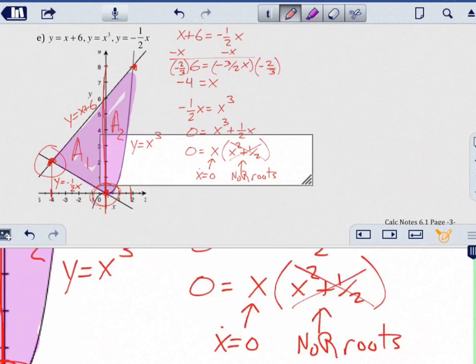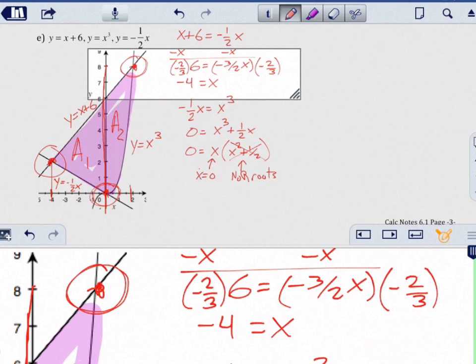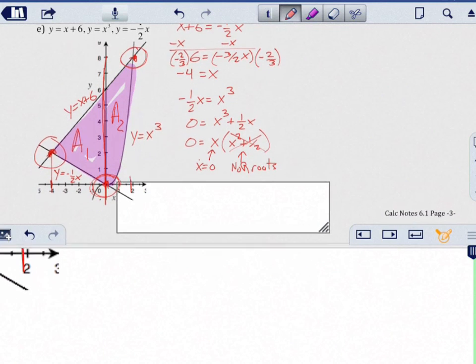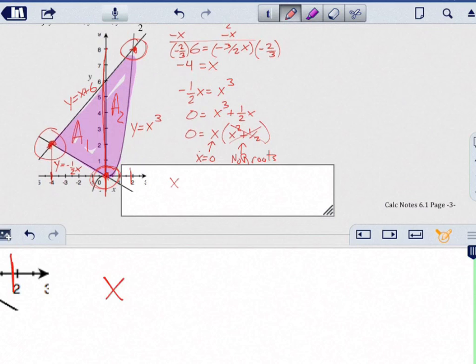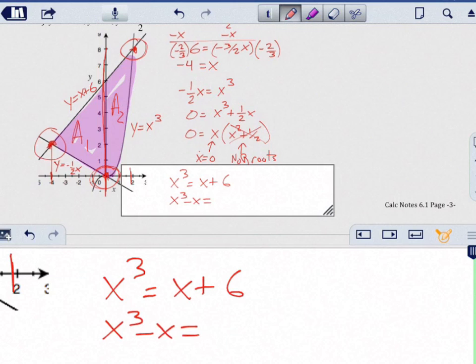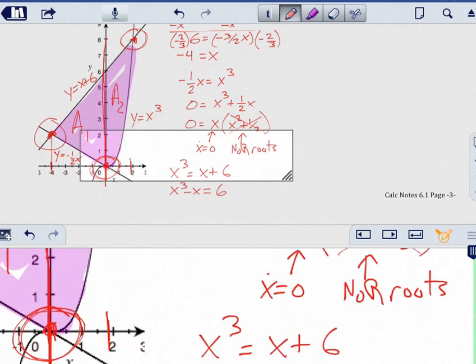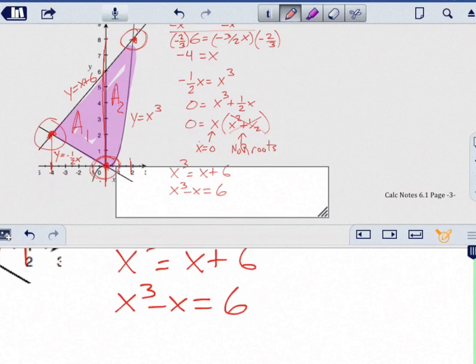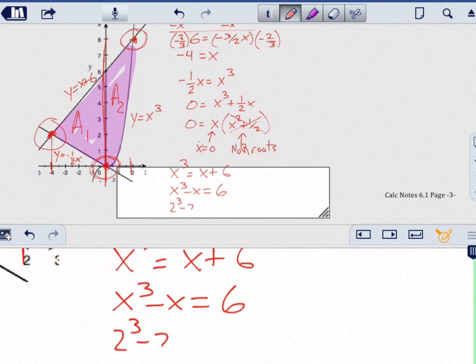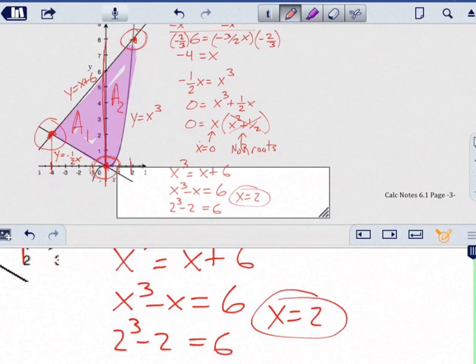And then for our third one, let's find where these two intersect. That's going to be where x cubed equals x plus 6. And so we'll subtract there. Here we may just want to think about it and estimate. It looks like it's about at 2. If we plug 2 in this, does it work? 2 cubed minus 2 is 8 minus 2, which does equal 6. So this happens at x equals 2. Okay, so we do have our 3 x values right here.